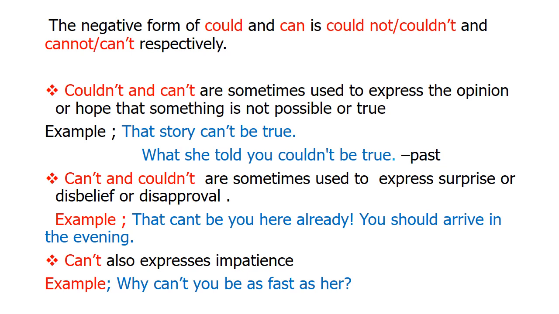Can't and couldn't are sometimes used to express surprise or disbelief or disapproval. That can't be you here already. You should arrive in the evening. The speaker has expressed surprise. Can't also expresses impatience. Why can't you be as fast as her? That is impatience.